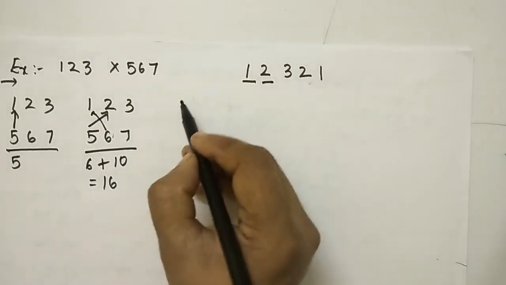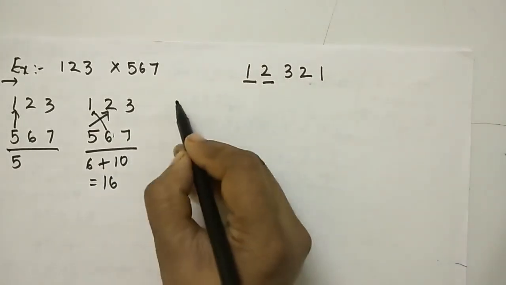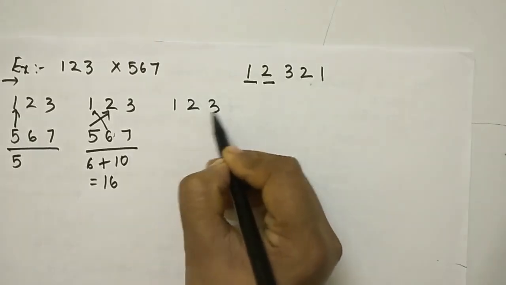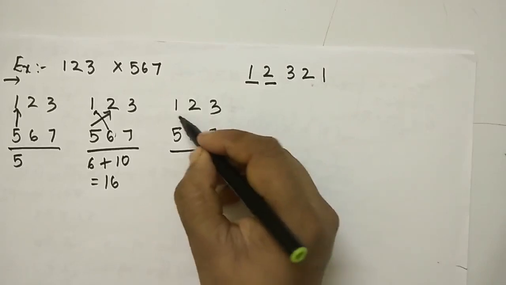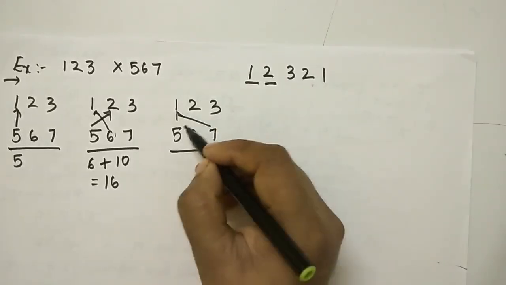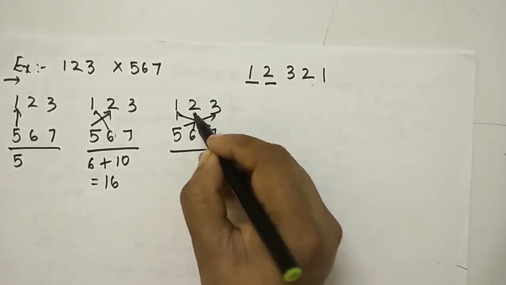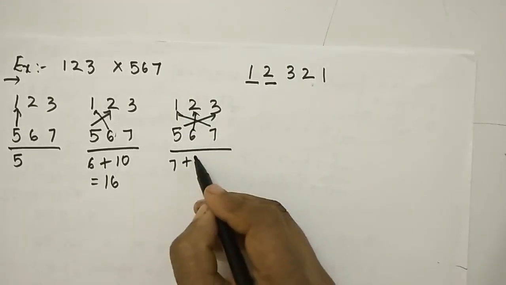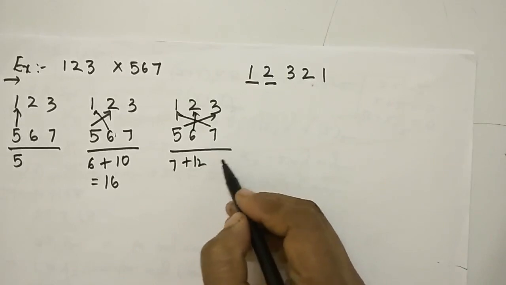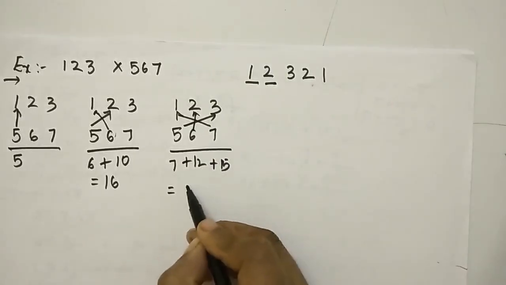Okay. Next again the pattern number is 3. So write down here 1, 2, 3, 5, 6, 7. Pattern number 3 means you have to multiply 7 into 1, 5 into 3, 6 into 2. Is it not? 7 into 1 is 7 plus 12 plus 15. This is equal to 34.